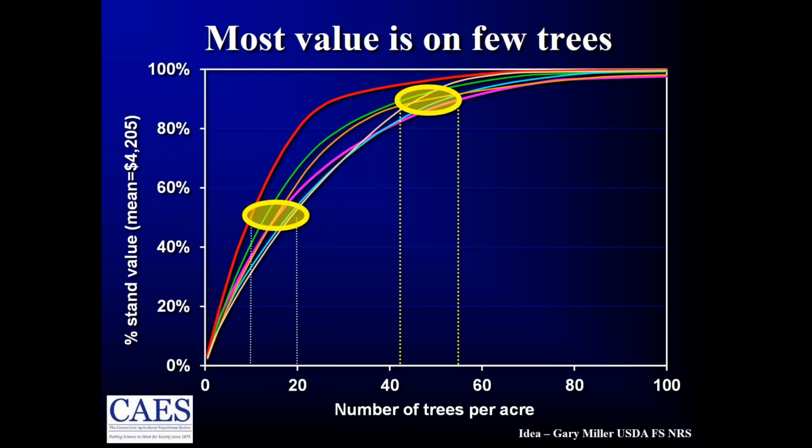And 90% of the stand's value is attributed to about 50 trees per acre. So only 50 trees per acre account for a majority of the stand's value. So there's a real economic incentive just to go out there and cut those trees with money, which is something I think we all know.